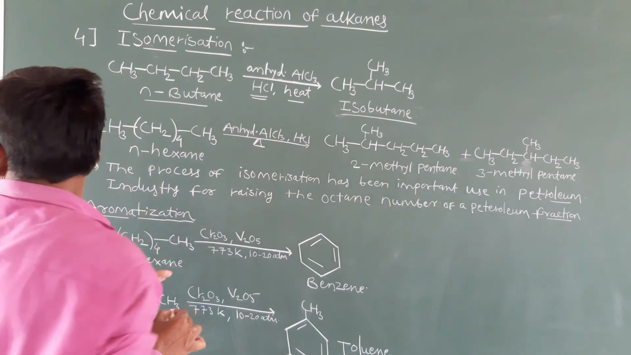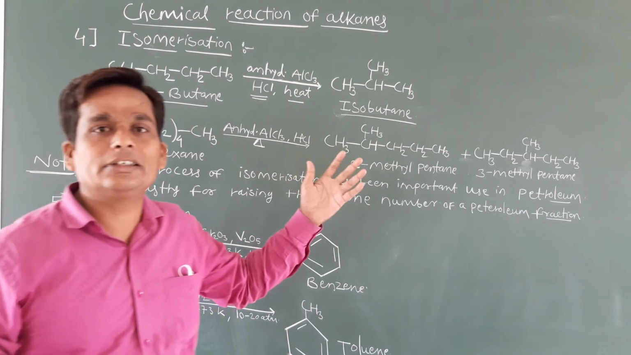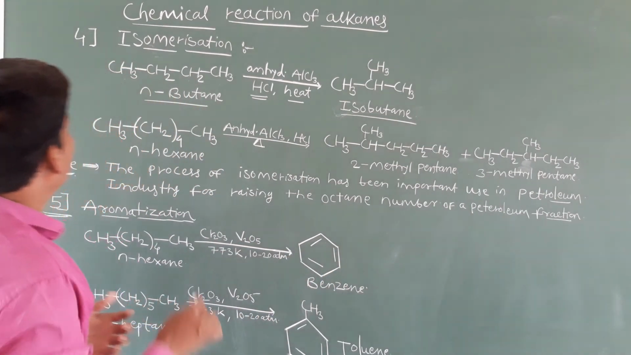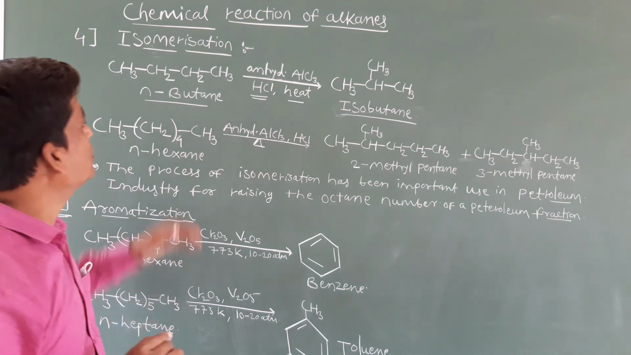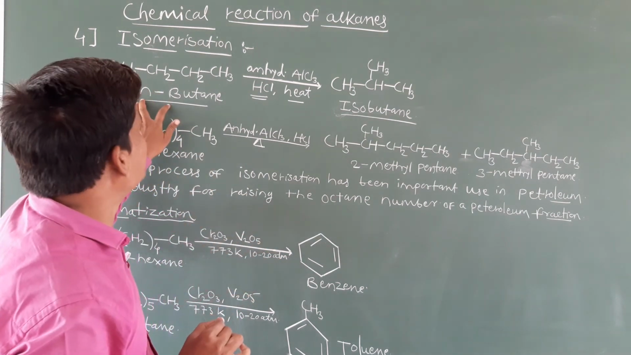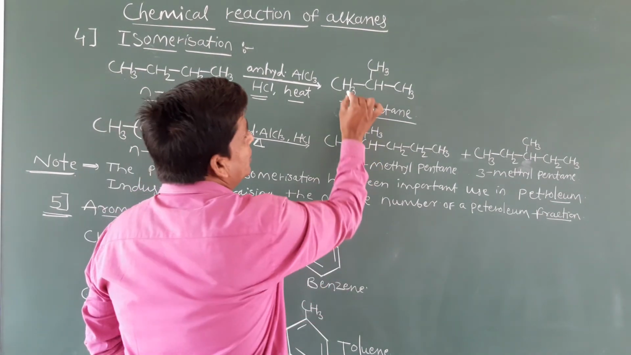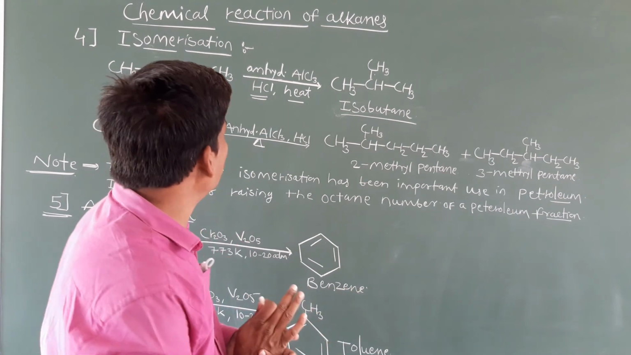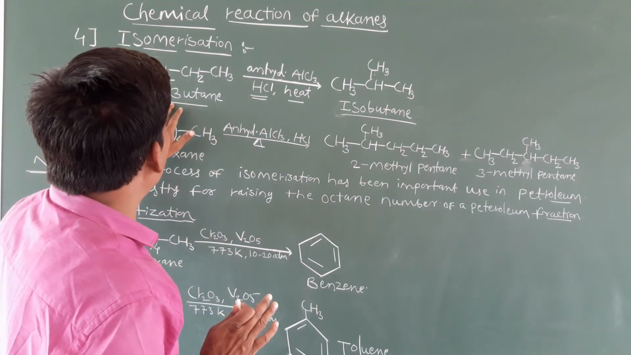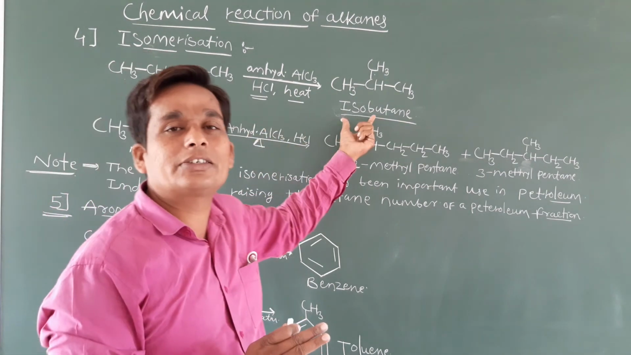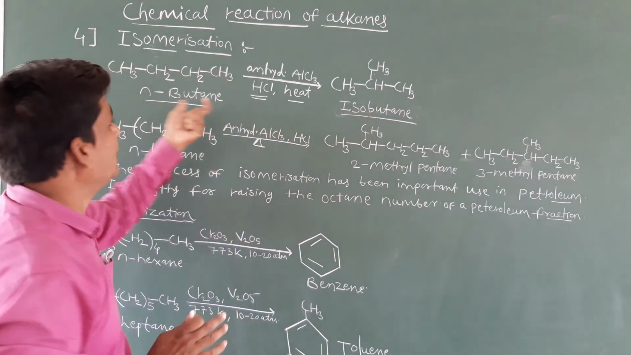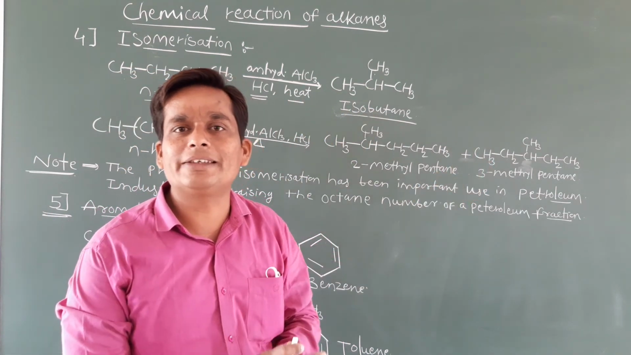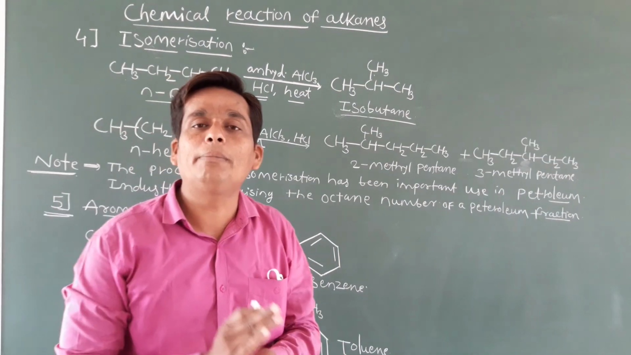N-butane is a straight chain compound, and using n-butane we prepare isobutane. In n-butane how many carbons are present? There are 4 carbons, C4H10. In isobutane also there are 4 carbons and 10 hydrogens. So they have the same molecular formula C4H10, but the structure is different: one is a straight chain, the other is a branched chain. So from the straight chain we can prepare branched chain alkanes, and this is useful in the petroleum industry.